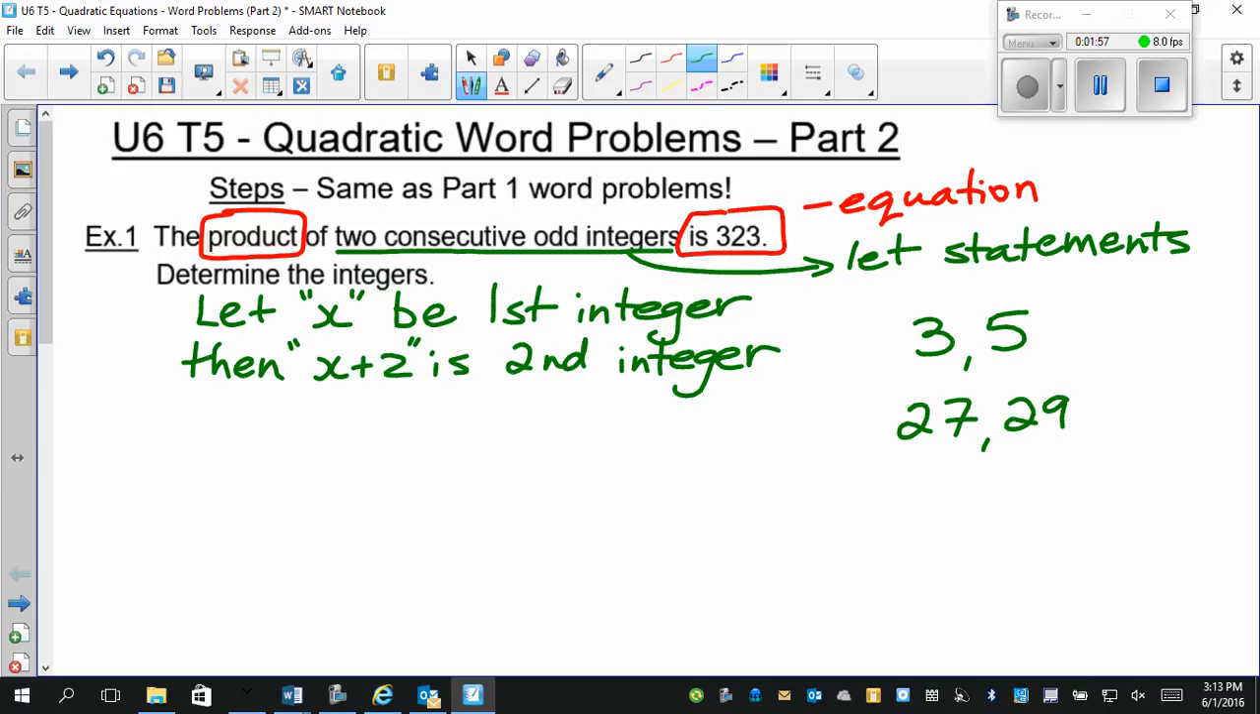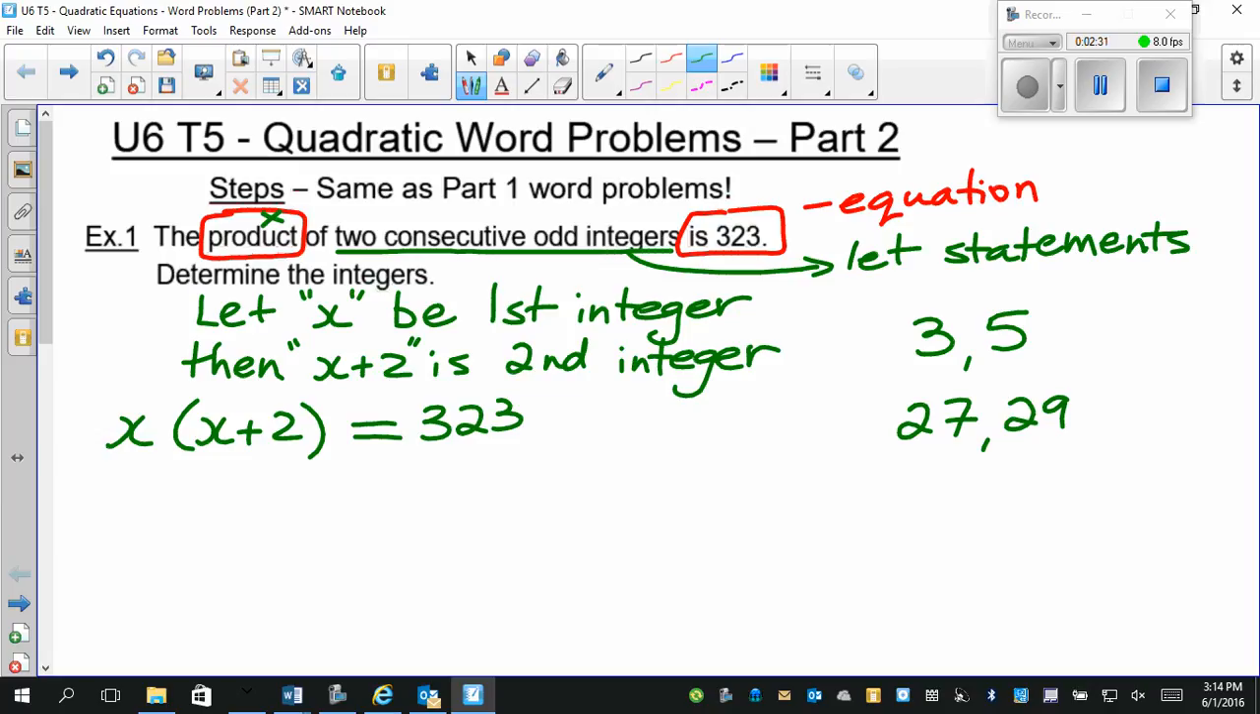So now we're going to use the red part that I outlined, and that says the product is 323. So the product of these two numbers, we've talked about product before, that means that we're multiplying x times x plus 2, because that's what product means, is multiplying. So the product of those integers is 323. So whenever we see that word is in word problems, that means equals, and then 323.